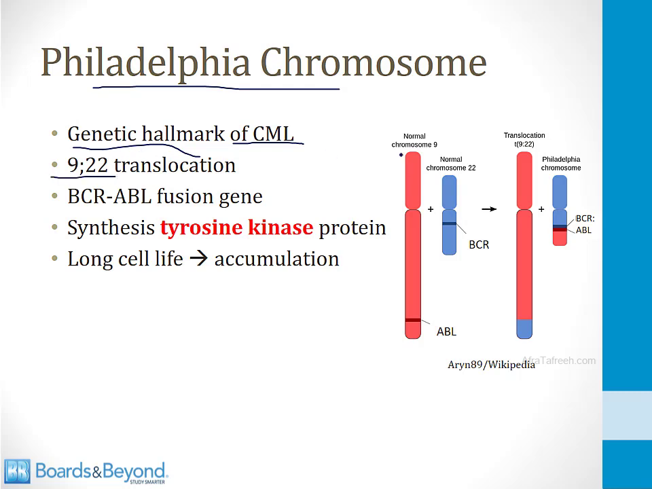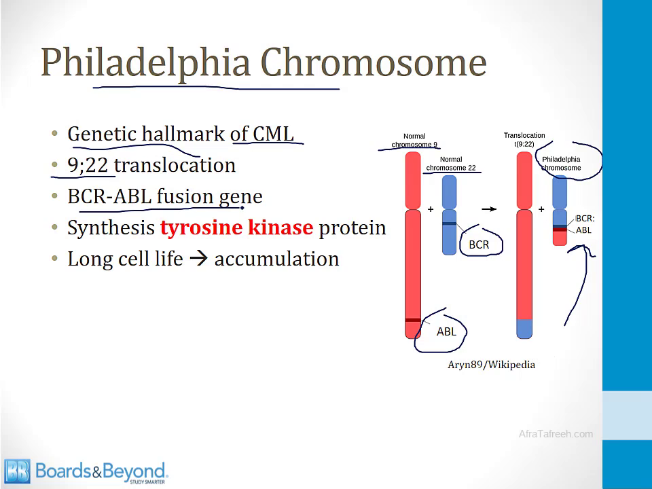If you look at the drawing on the screen here, the red chromosome is chromosome 9 and the blue chromosome is chromosome 22. On chromosome 9 is the ABL gene, and on chromosome 22 is the BCR gene. A translocation creates an abnormal chromosome where BCR and ABL are right next to each other. That abnormal chromosome is called the Philadelphia chromosome, and it contains a BCR-ABL fusion gene.